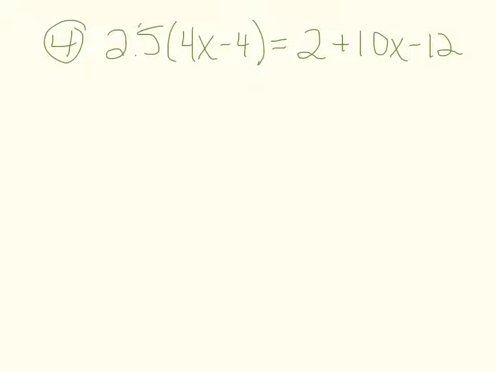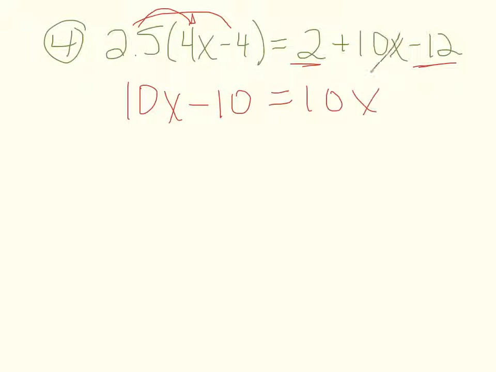So 2.5 times 4, you can use your calculator on this, is going to be 10x. And then 2.5 times a negative 4 is negative 10. Okay. Now here I have 2 and a negative 12. Okay. So first of all, I'm going to do my 10x. Now what's 2 minus 12 is negative 10.